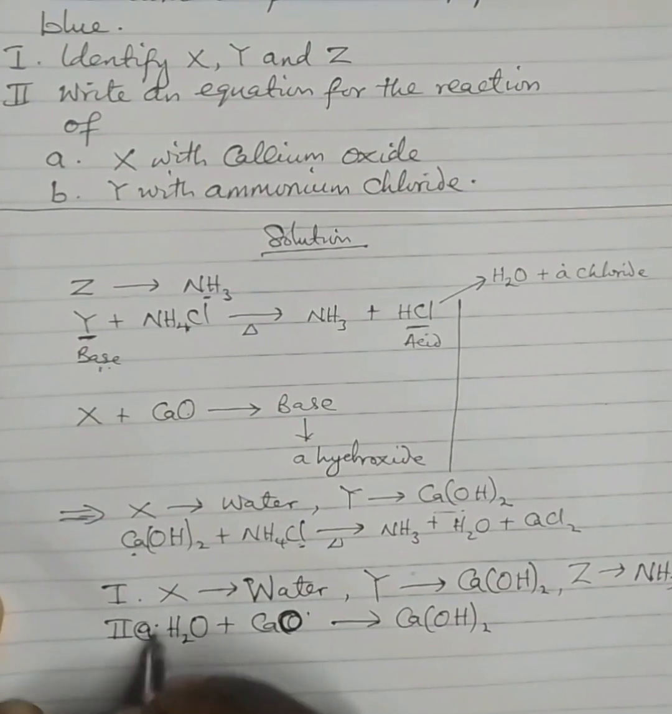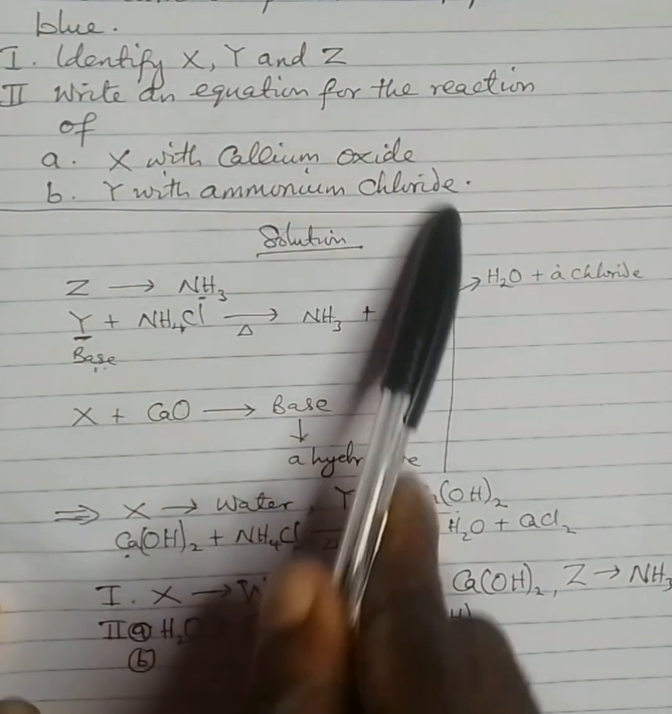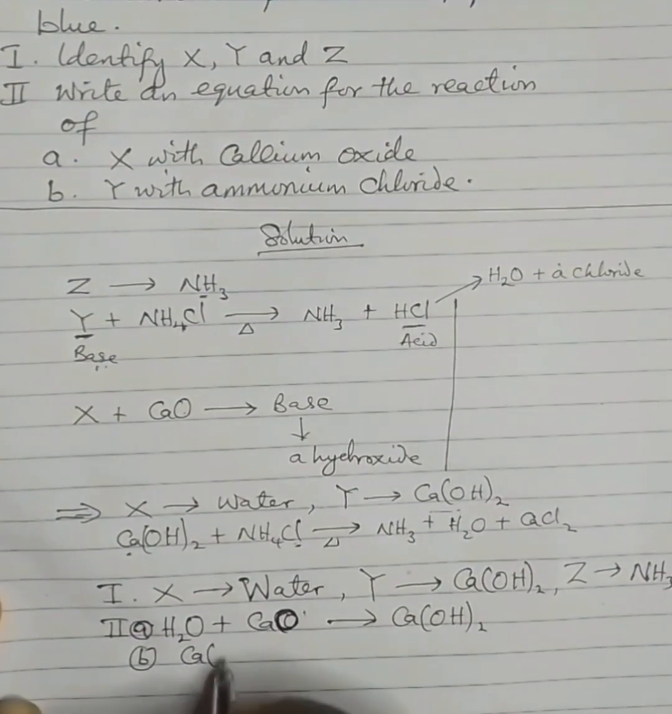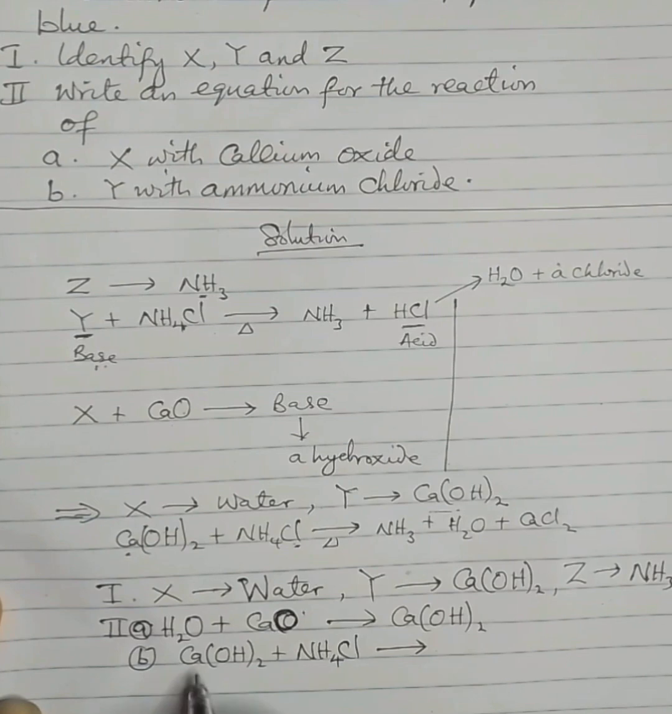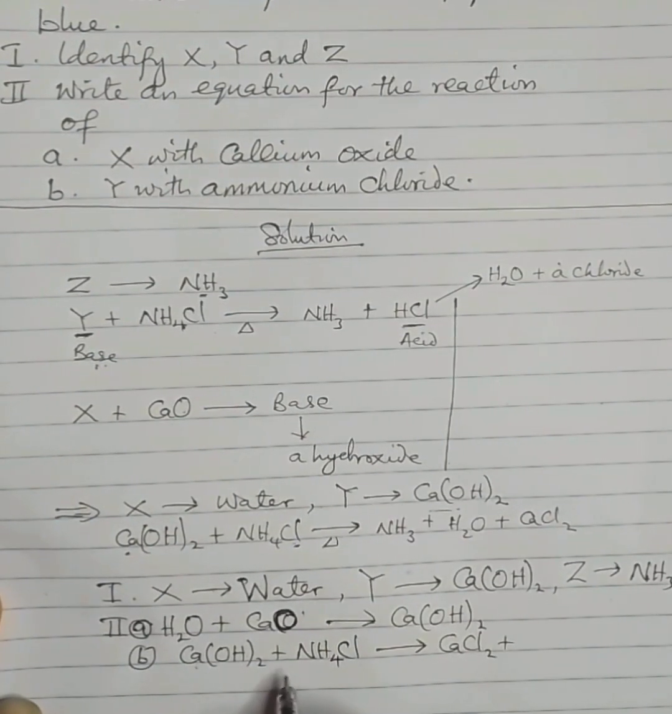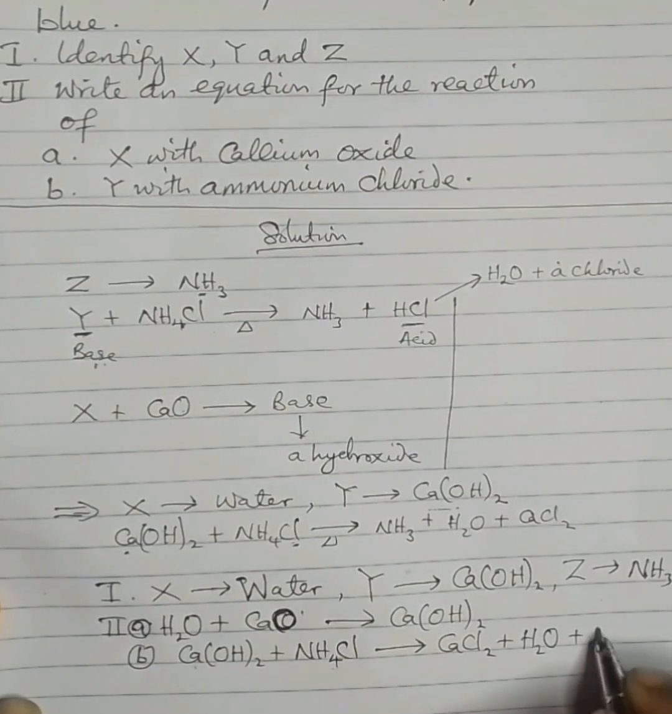So this is IIA. IIB, equation of reaction of Y with ammonium chloride, although we have written it before, but let's repeat it. Of course, you know that calcium from calcium hydroxide will react with chlorine to form calcium chloride. So the chlorine of hydrochloric acid has gone, remaining hydrogen, which will now attack hydroxide ion from calcium hydroxide to form water. Finally, what remains there is ammonia gas.